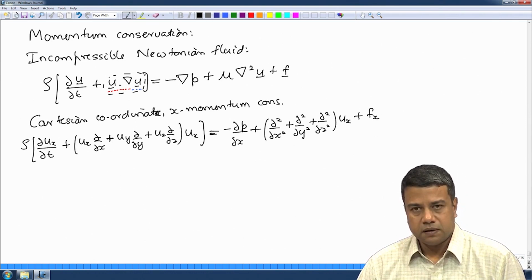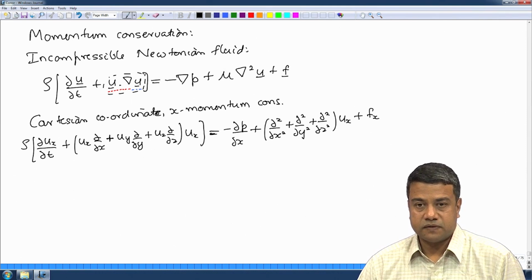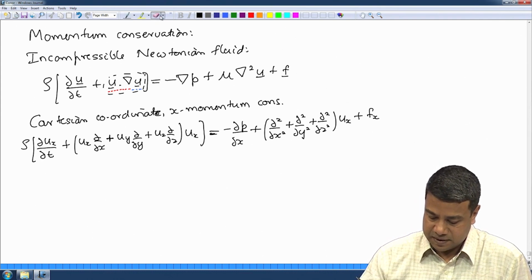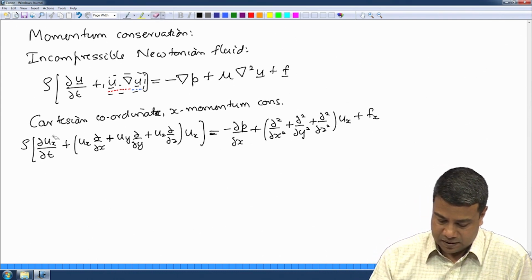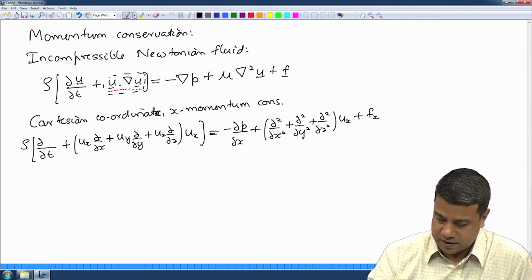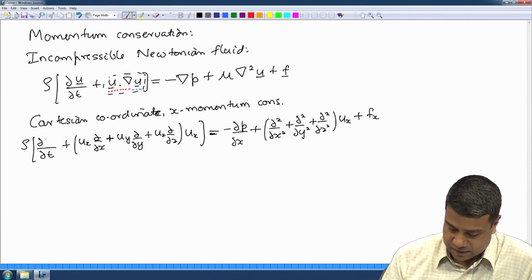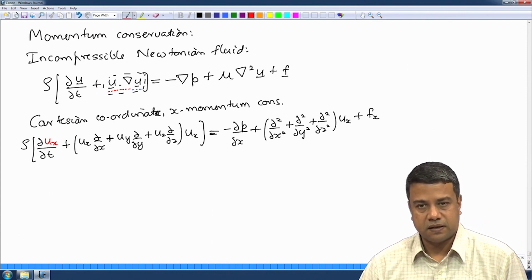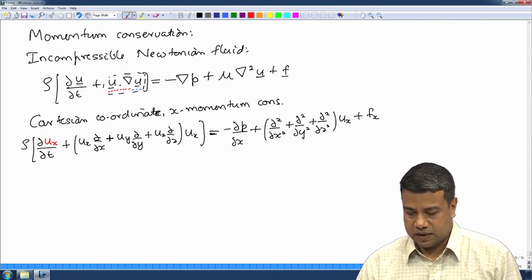So, this is the momentum conservation equation for a Newtonian incompressible fluid. Note that the direction comes in at different locations here. In the first term, the direction comes in the direction of the velocity itself. If it were the y momentum, this would have been u y.